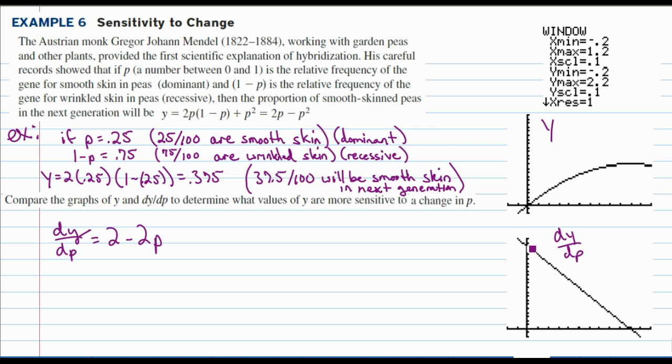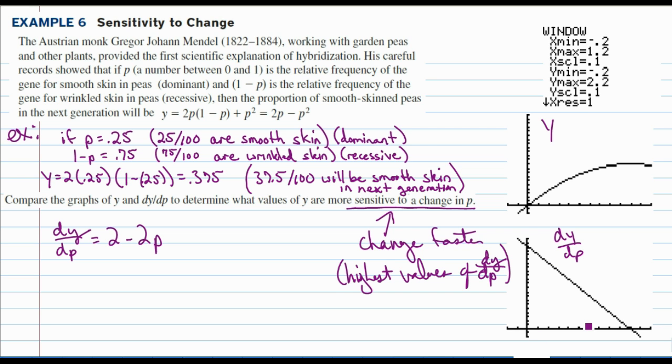The line whose slope is -2 and y-intercept is +2. You can see up here my scale does go from about -0.2 to +2.2, but I've scaled it 0.1 on the y-axis, so that's why you see so many marks. Anyway, we want to determine what y values are more sensitive to change in p. Sensitive to change would mean they change faster, which means you're looking for the highest values of dy/dp.